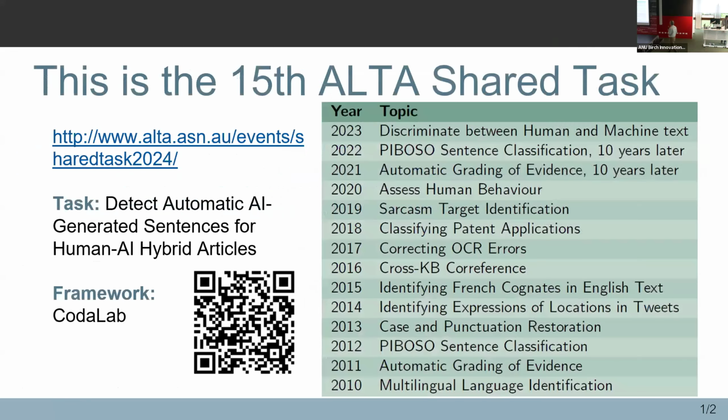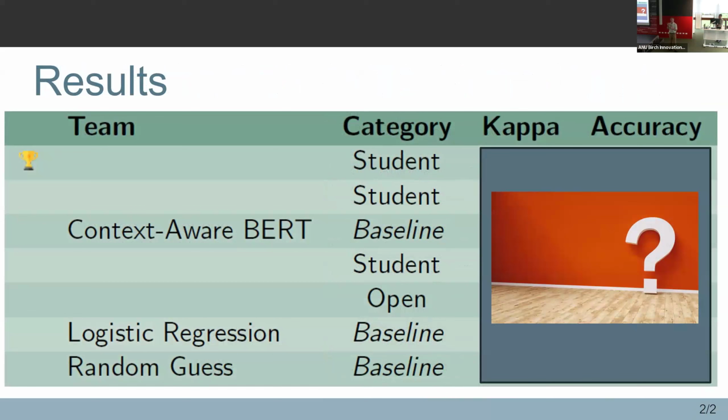Hello. So I'm organizing the shared task. This is the 15th ALTA shared task, and it has been happening once every year. You can see all the different topics over there have been changing a lot. This year is going to evolve from last year's competition. Last year was about identifying automatic generated text or human generated text. Now we're going to have hybrid detection, in which the same text could contain human or machine generated text.